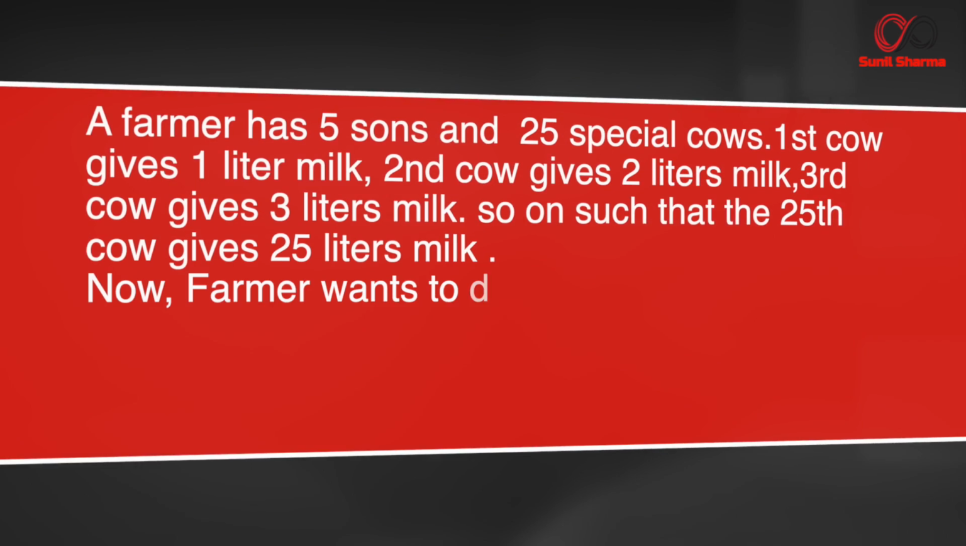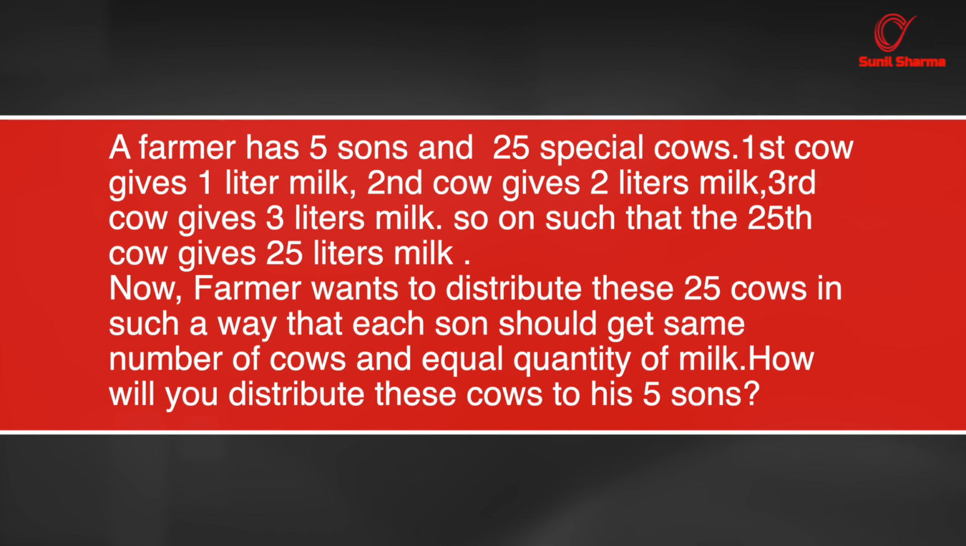So here is the puzzle, and the puzzle says a farmer has 5 sons and 25 special cows. First cow gives 1 liter of milk, second cow gives 2 liters of milk, third cow gives 3 liters of milk, and so on, such that the 25th cow gives 25 liters of milk. How amazing! Now farmer wants to distribute these 25 cows in such a way that each son should get same number of cows and equal quantity of milk. How will you distribute these cows to his 5 sons?